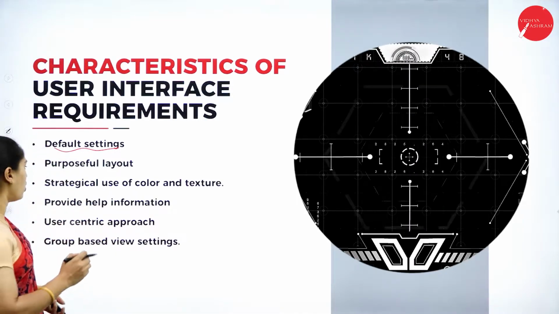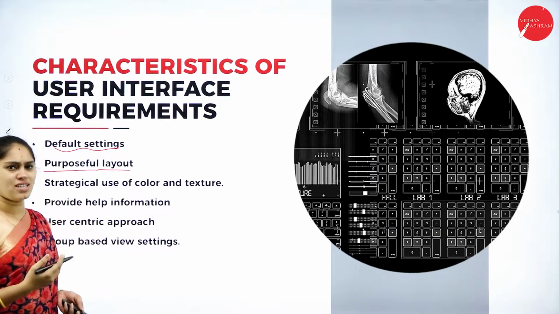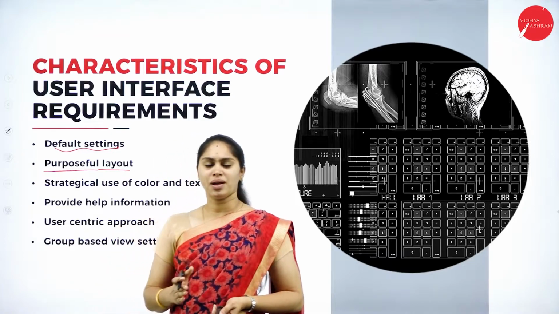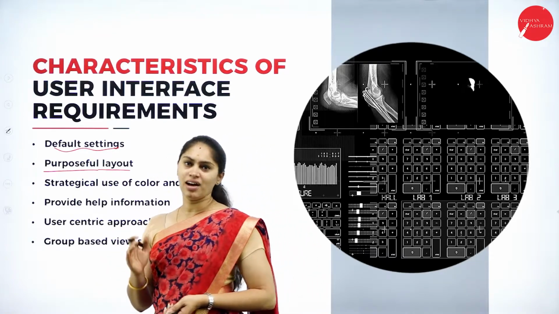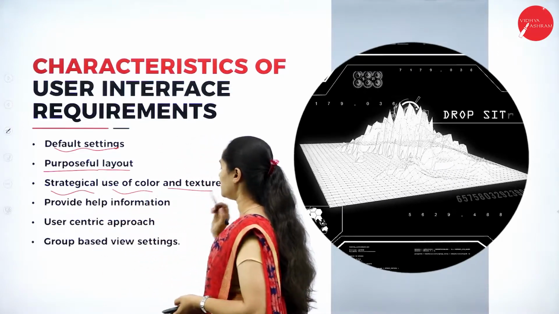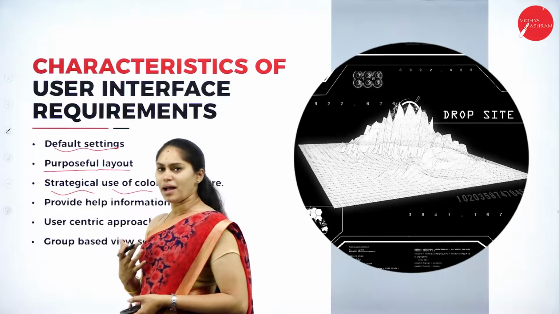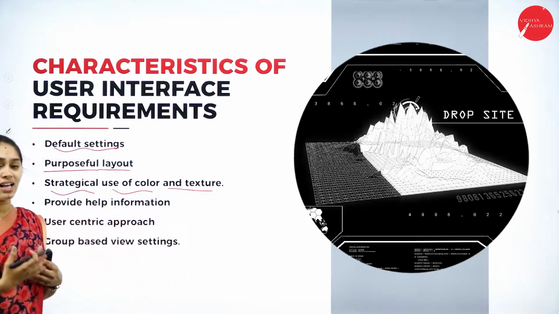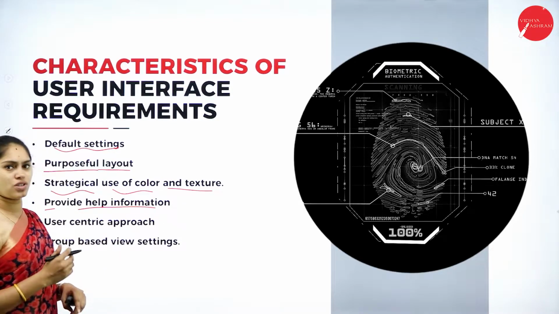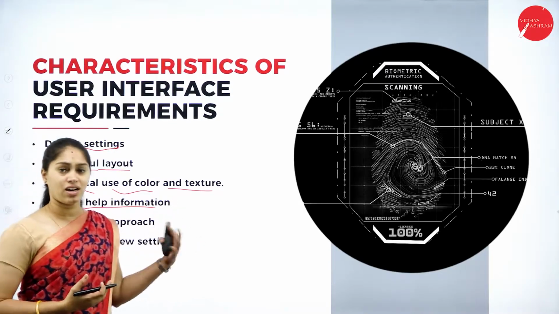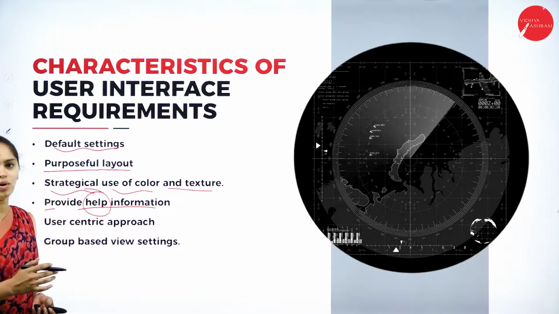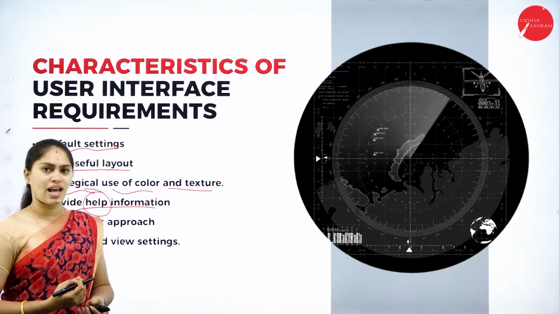And also purposeful layout. It should not simply contain any layout which is not so useful. So there must be a purpose when we are having any layout in the user interface. And also strategic use of color and texture. It should be compatible with the eye. That means the color combination should be pleasant. And also provide help information. If you are not able to understand what we have or how to use that, then there must be a box called help information. With the help of this, we can get to know what has to be done.